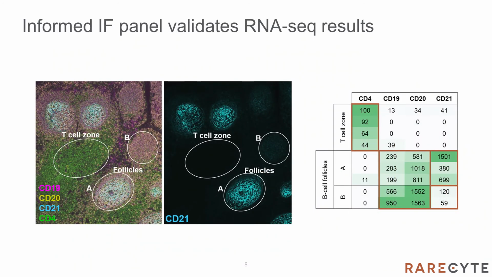To validate the RNA sequencing results, we performed immunofluorescence staining on a serial tonsil section with CD21, the gene identified to be differentially expressed in the two B-cell follicles by RNA sequencing. As you can see, the differential staining of CD21 was confirmed by immunofluorescence. This example demonstrates the utility of Pick-Seq as a powerful method of RNA-driven biomarker discovery in tissue.